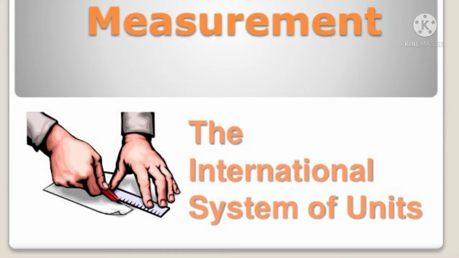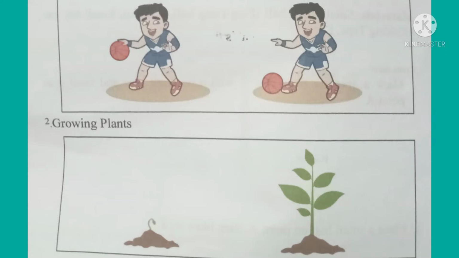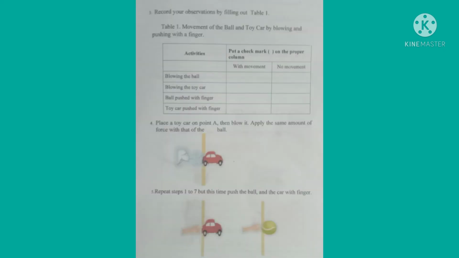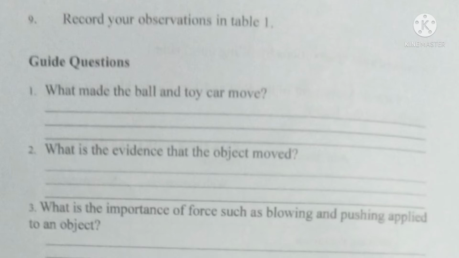Okay kids, let's continue. Study the picture. Identify the reference point that determines the presence of motion by encircling it in the figure. Okay kids, let's have an activity. Let's move forward. Direction: perform the given activity and answer the question written below. Okay kids, it's activity time. Take your time and do the different activities in your module.